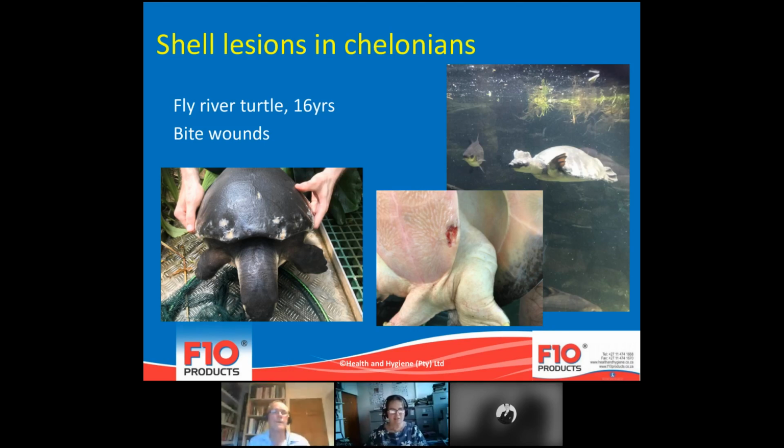Yep. I've used F10 on lots of different types of shell lesions in tortoises and turtles. This was the most recent one, just a fairly simple case of some bite wounds. These are actually healing here on the picture at the top, but here on the plastron you can see a fresher one. Basically once a week, the keepers would catch up this Fly River turtle and take him out of the water. We would debride the wounds, I would apply F10, again diluted, and then cover that with some Orabase, which is a paste that's sold here in the UK. We use it a lot for ulcers in fish because it stays on in the water, so it protects the lesion underneath.